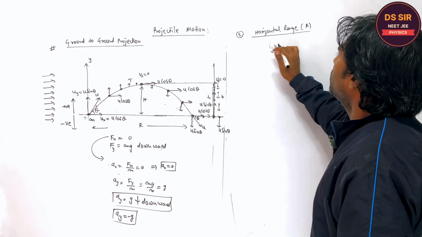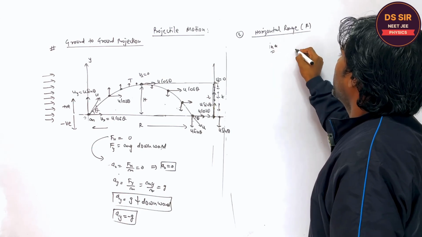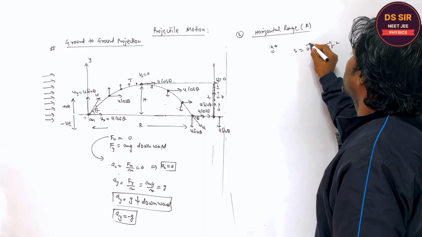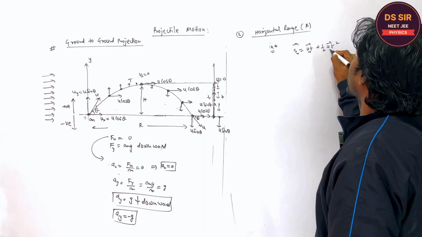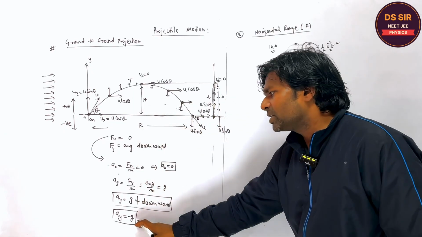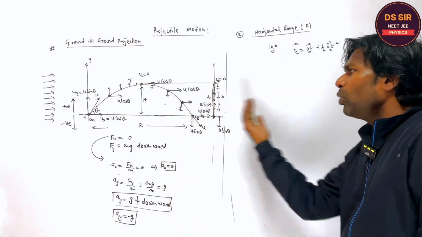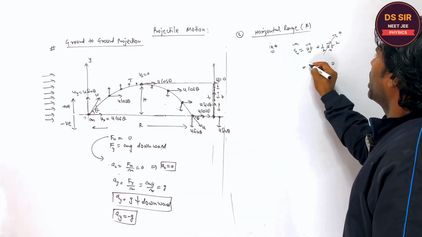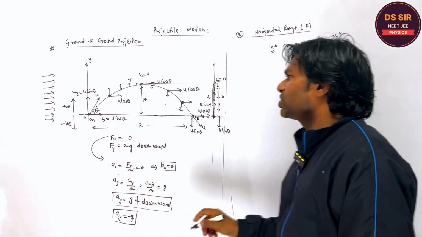In the x direction, what will you write? S is equal to ut plus half at square. Is it clear? In the x direction, what is the acceleration? There is no acceleration in the x direction, therefore this term is 0. And what is the initial speed in the x direction?